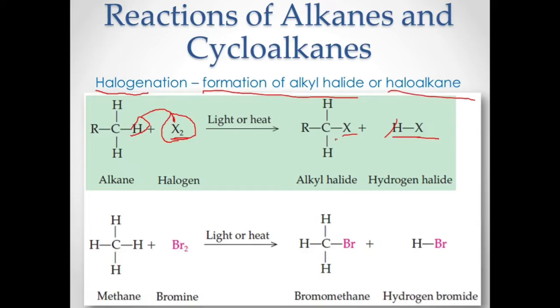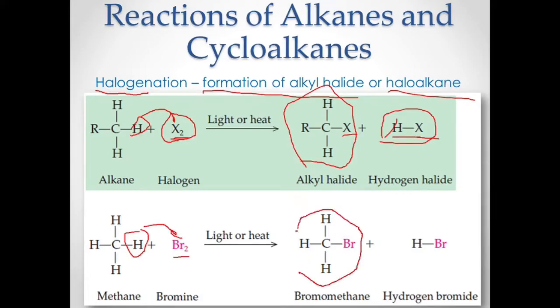It's a monohalogenation for alkane. So the formation of an alkyl halide. So this is now your alkyl halide. Then you have your hydrogen halide also as your product. So you have alkane plus halogen, and you have light or heat. So the product would be an alkyl halide and hydrogen halide. So for example, if you have methane plus bromine, bromine is a halogen. So you would expect that this hydrogen would be substituted with one Br to form methyl bromide or bromomethane, plus a hydrogen bromide or HBr. Okay?